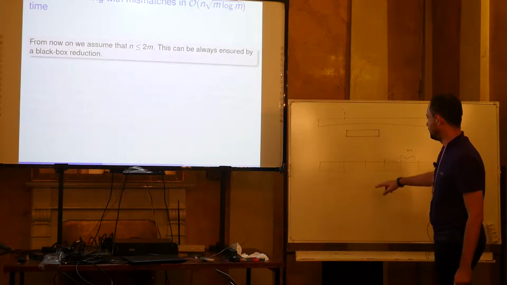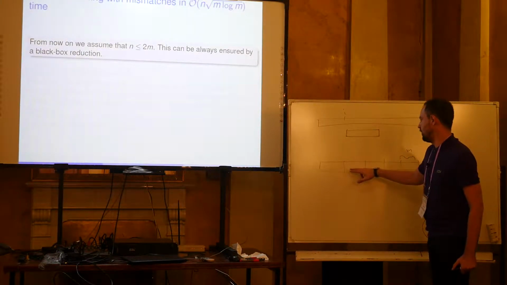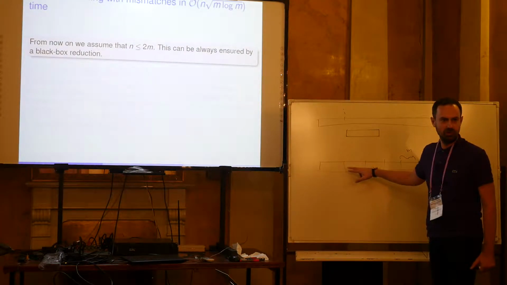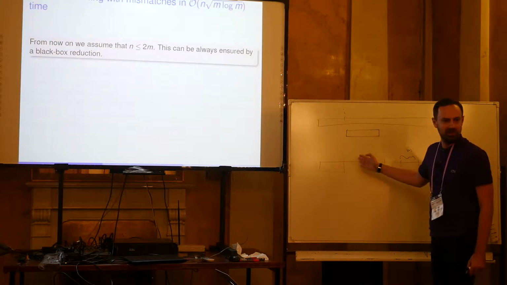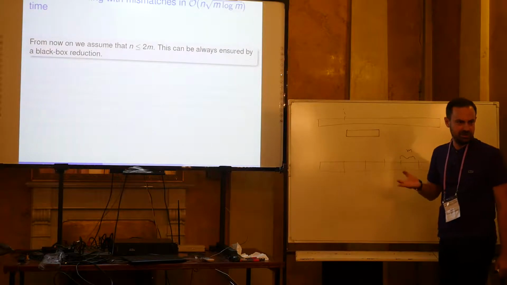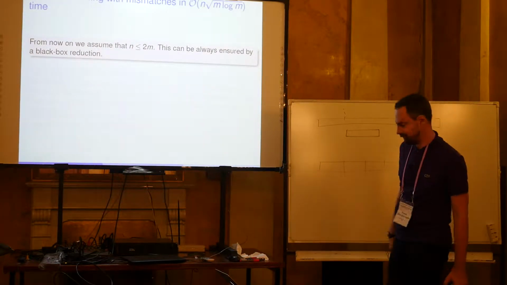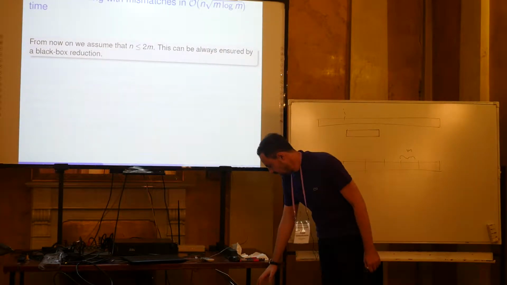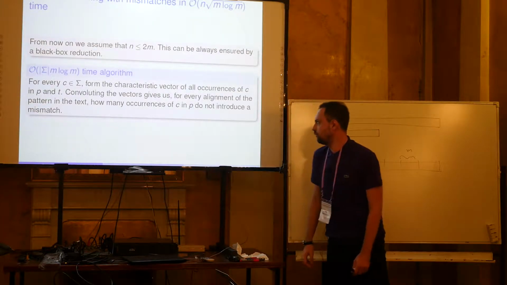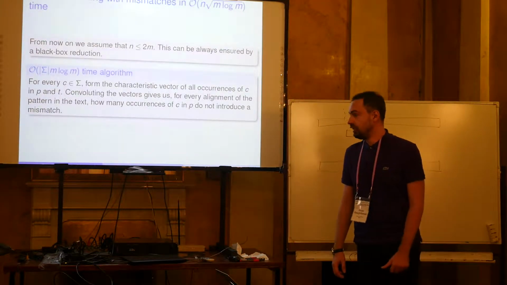Okay, maybe you have to worry a little bit not to output the same occurrence twice. So maybe you have to cut one block by one letter, right? But you don't really care that much about reporting all of them. Okay, so now we can show a very simple algorithm which works in time size of the alphabet times m log m.